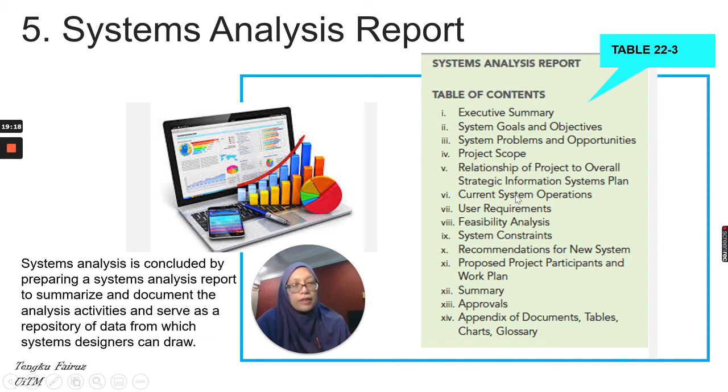Okay, design phase. So you can refer to table 22.3. You can see the overall content of the system analysis report for Shopper Smart. For example, they need to have the system goal, objective, the project scope, relationship of the project to the overall strategic system plan, current system operation, user requirement, feasibility analysis, system constraint, recommendation for the new system, proposed project participants and work plan, and so on.